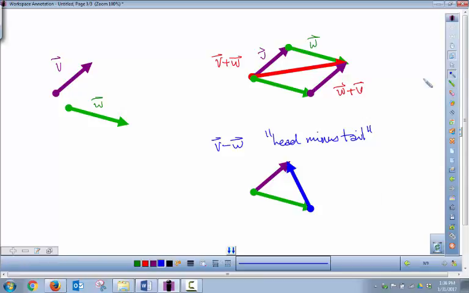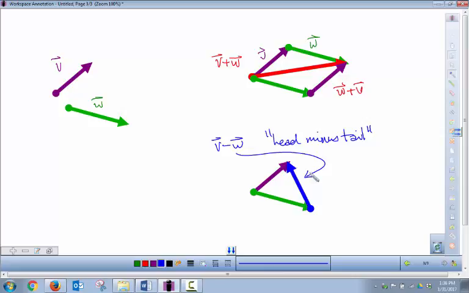So this is v minus w. And w minus v would just be the same vector except going the other way. Yeah, but I forgot to talk about scalar multiplication, which is what I'm going to talk about next. I haven't done that yet, so let me think about it this way. Just head minus tail. And this would be good for later on.